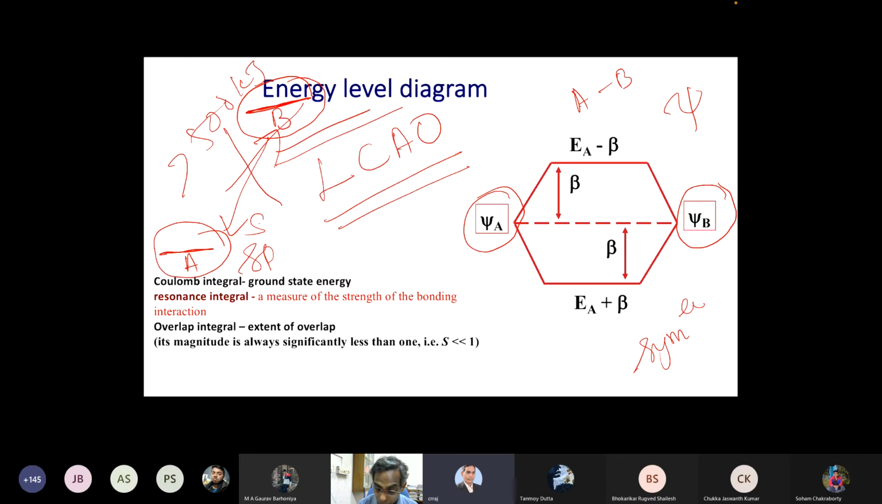I'm not telling the same. Here what is shown is the same energy, this and this. But it is not necessary to have the same energy, only a similar energy. Let me explain.